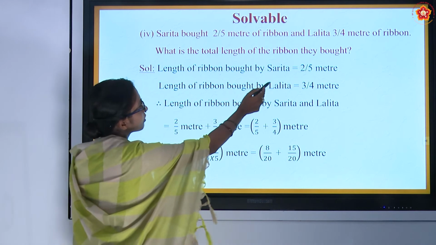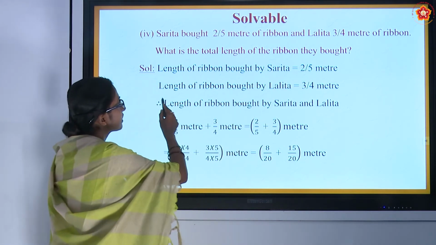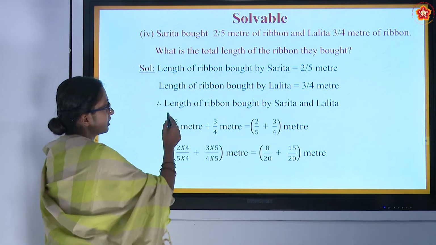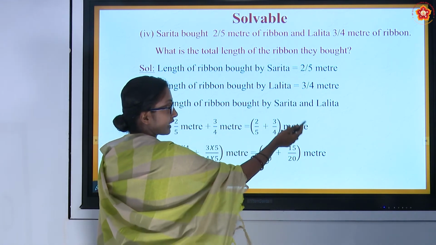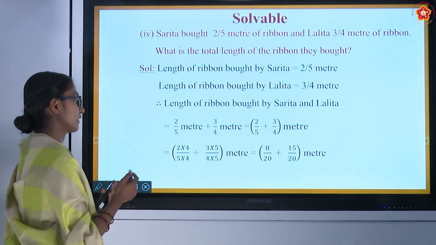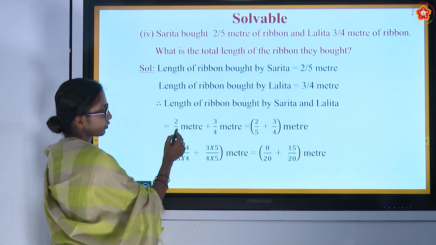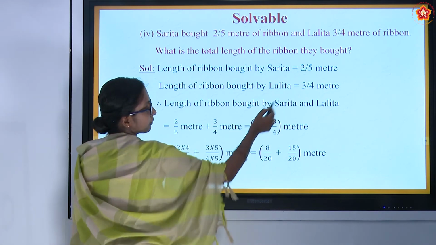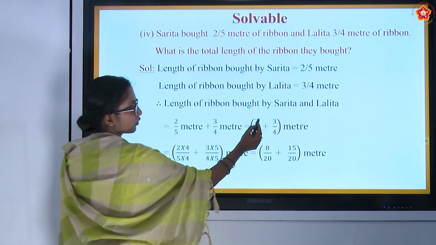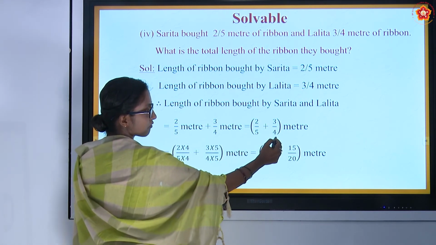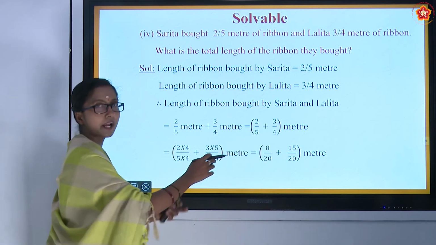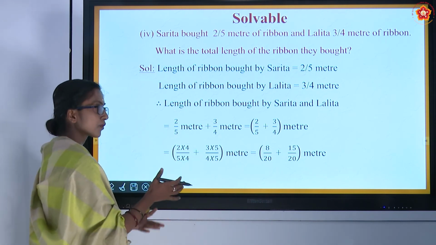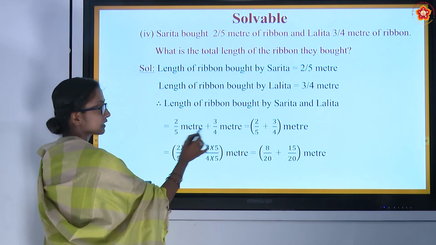Length of ribbon brought by Sarita is 2 by 5 meter. Length of ribbon brought by Lalita is 3 by 4 meter. Length of ribbon brought by Sarita and Lalita, both together, how much did they bring? That is equal to 2 by 5 meter plus 3 by 4 meter. This is equal to 2 by 5 plus 3 by 4. We are taking it in a bracket and separating meter because it becomes clumsy to do the problem. Meter is common also.